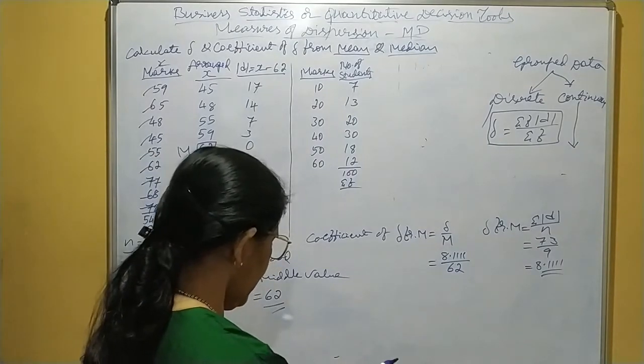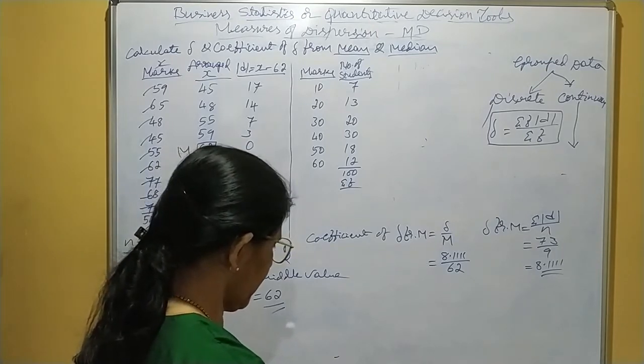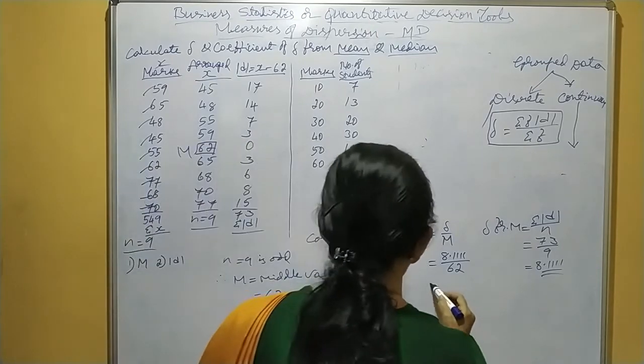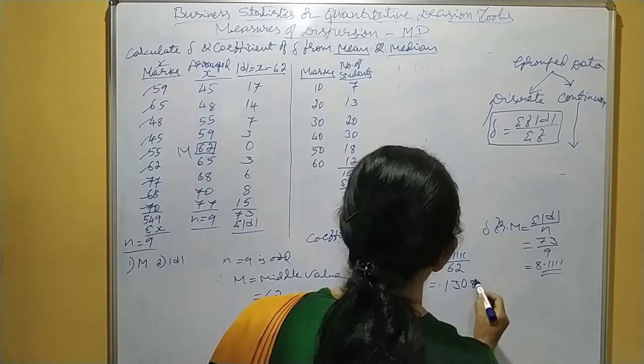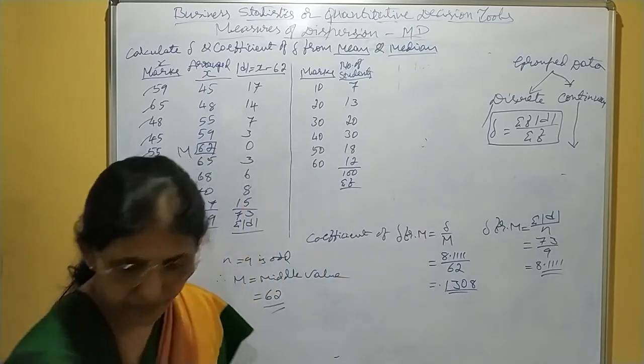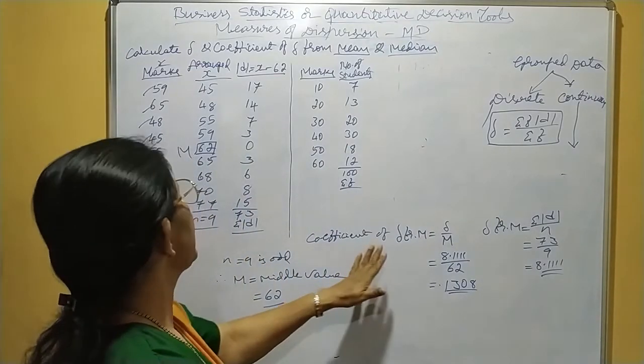That is 8.111 divided by 62, it comes to 0.1308. This is mean deviation, coefficient of mean deviation from median.